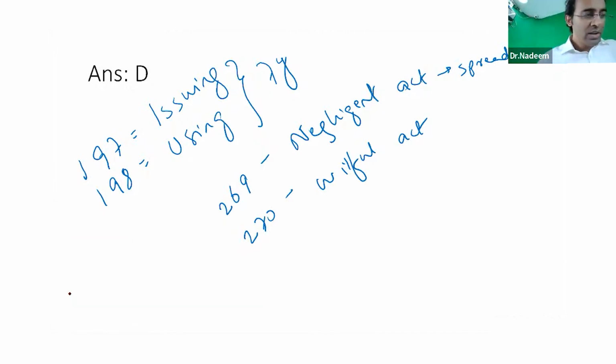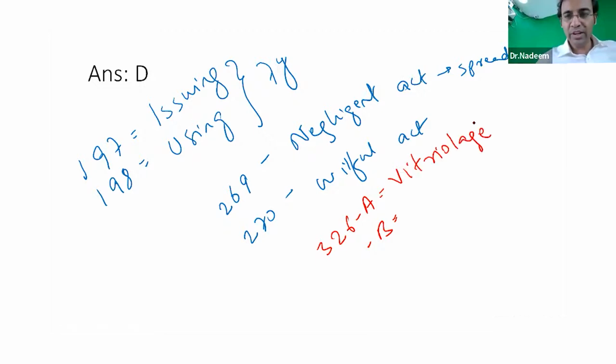Next, IPC 326A and IPC 326B. 326A is the punishment for acid throwing on the face: lifetime jail or a minimum of 10 years. IPC 326B is an attempt to throw acid. Okay, chalo, fine.